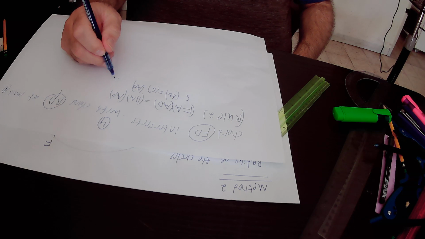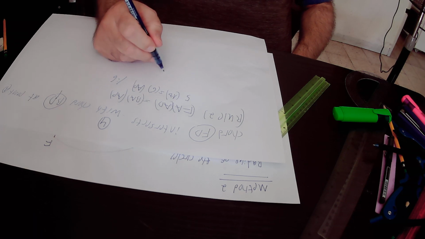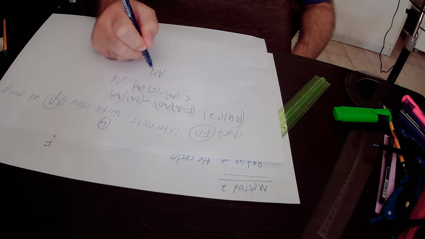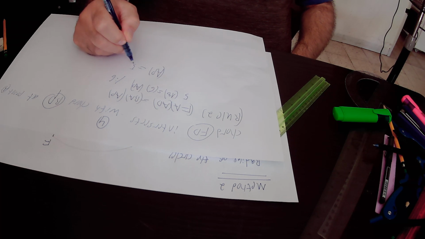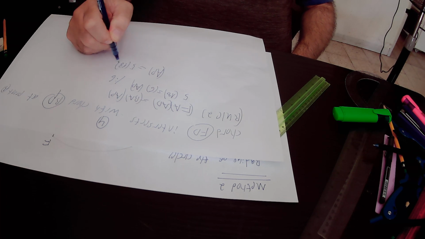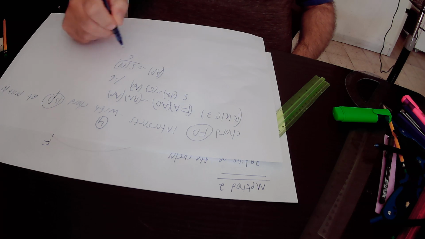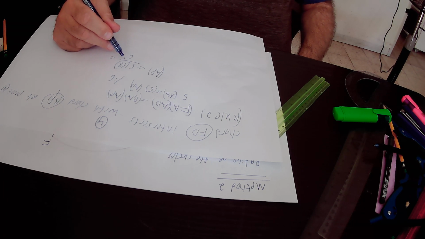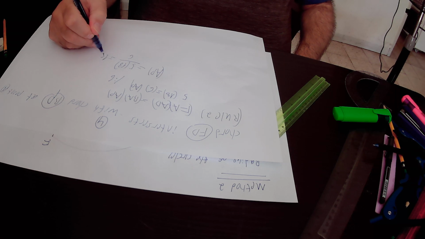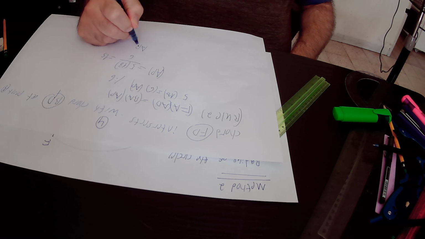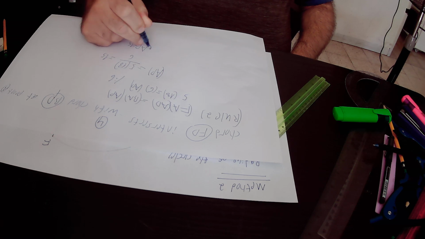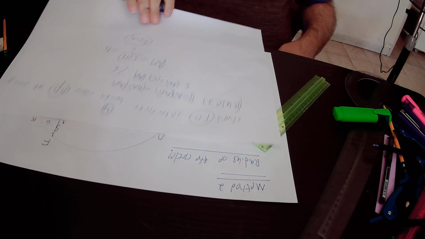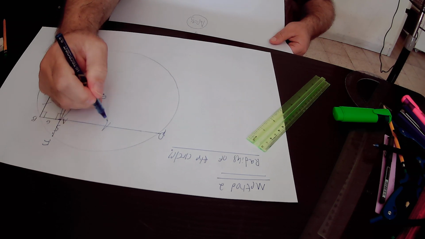Here we divide this equation by 6, and we get that the missing segment AP equals 5 times 18 over 6. Here 18 over 6 is 3, and 3 times 5 is 15. So we found out that AP equals 15 units.